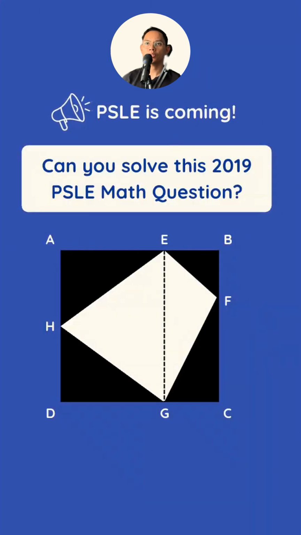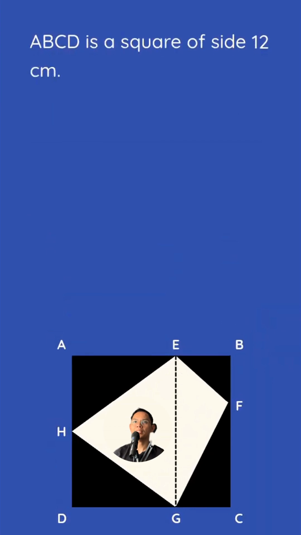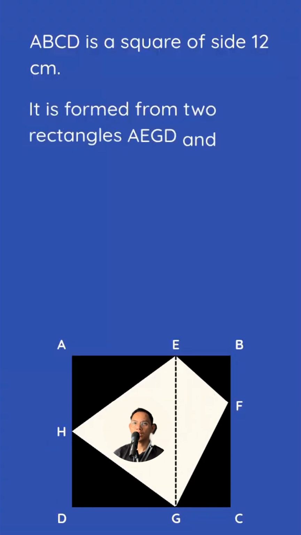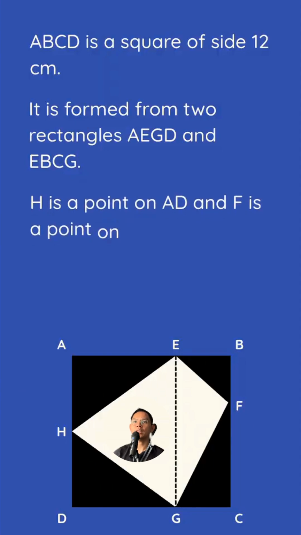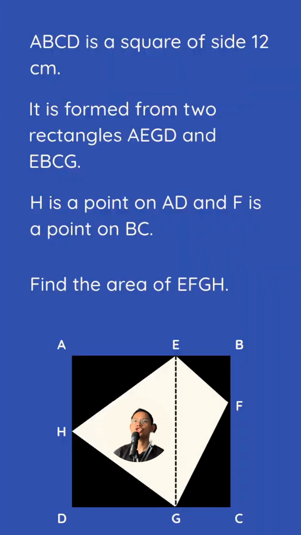PSLE is coming. Can you solve this 2019 hard PSLE math question? And the question goes: ABCD is a square of side 12 centimeters. It is formed from two rectangles, AEGD and EBCG. H is a point on AD and F is a point on BC. Find the area of EFGH.